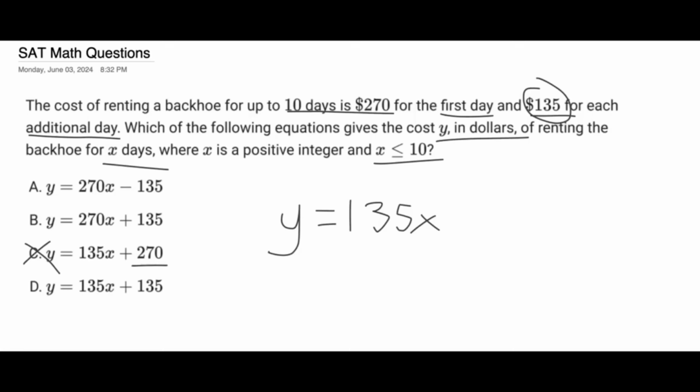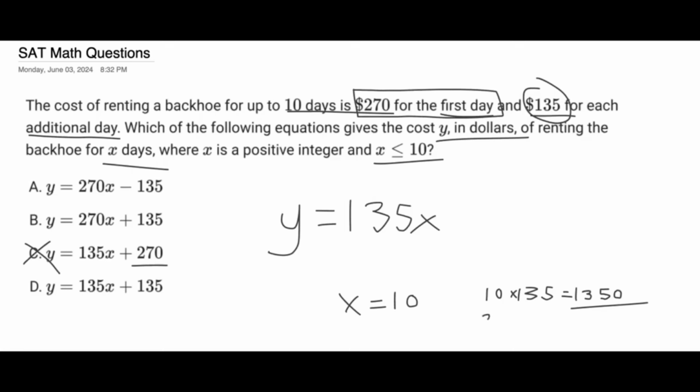And to help you visualize this, let's say x was 10, right? So it'd be 10 days. So what we get is 10 times 135, right? So this would give us 1,350. All right. So that's a very large number. However, it's missing one thing, because we know here it says it costs $270 for the first day.